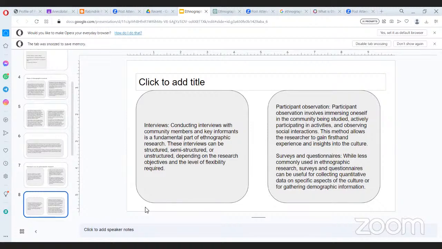Surveys and questionnaires. While less commonly used in ethnographic research, surveys and questionnaires can be useful for collecting quantitative data on specific aspects of the culture or for gathering demographic information. If possible, you can use some questionnaire also. I have used the questionnaire.